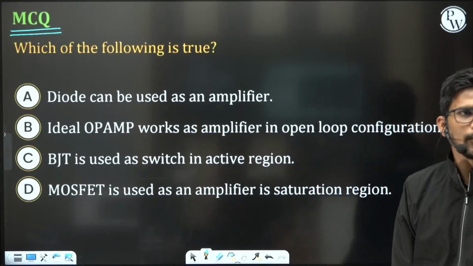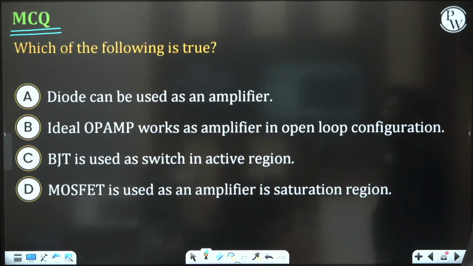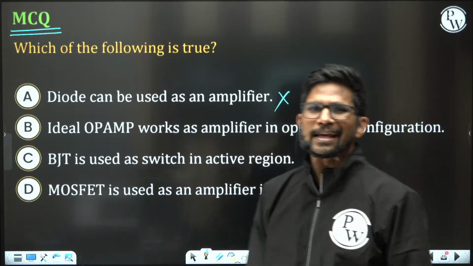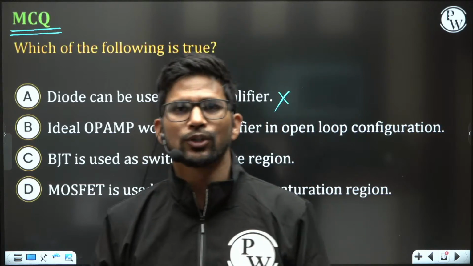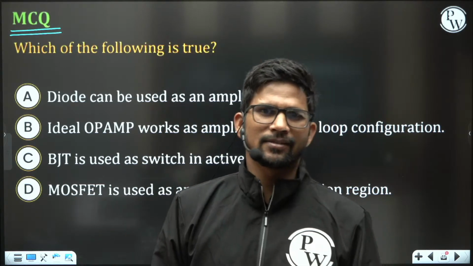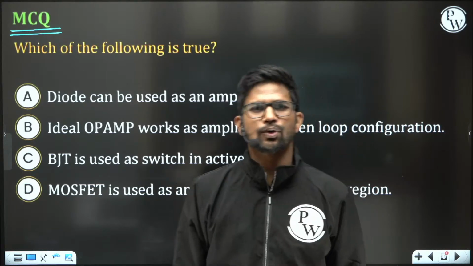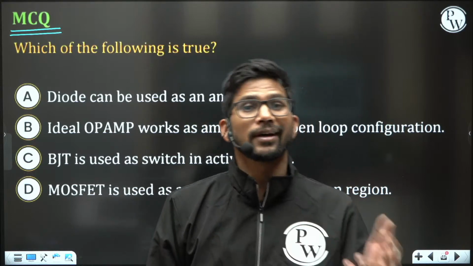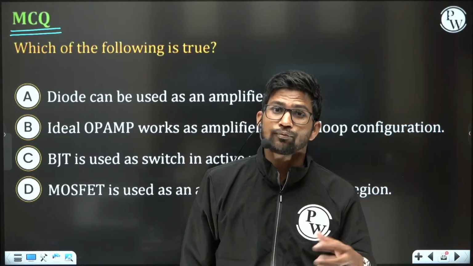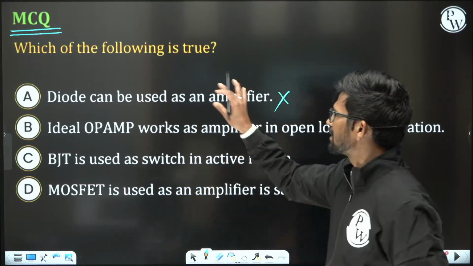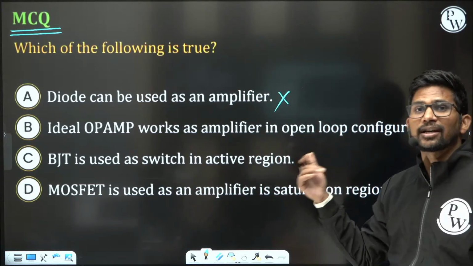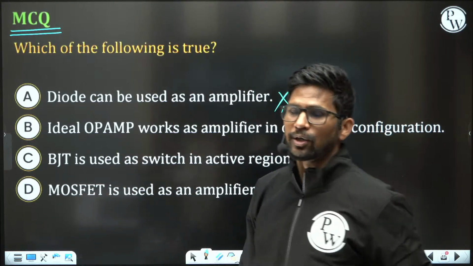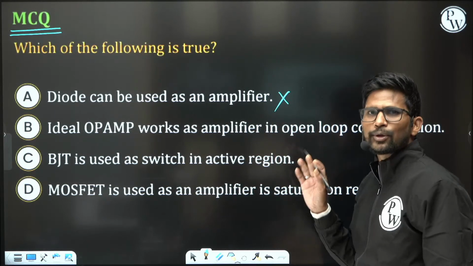Option D: diode can be used as an amplifier. Wrong option, because a diode does not behave like a controlled source. Any device which can behave like a controlled source can be used as an amplifier: BJT is a current controlled current source, MOSFET is a voltage controlled current source, op-amp is a voltage controlled voltage source. Here the diode is a unilateral and passive element, not an active element. BJT, MOSFET and op-amp are active elements. It can never be used as an amplifier.